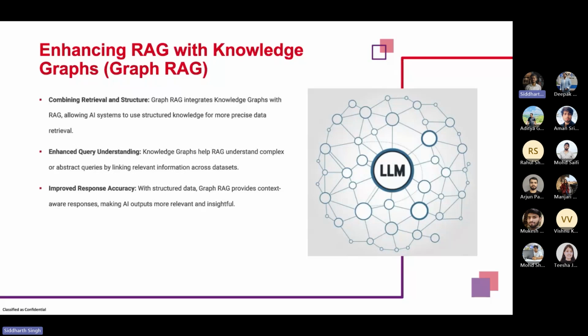With structured data backing the information retrieval process, the AI can provide context-aware outputs. This means the responses are not only more relevant, but also more insightful, making the overall interaction more effective. By leveraging the strengths of knowledge graphs, graph RAG stands to improve both the quality and relevance of AI-generated content.